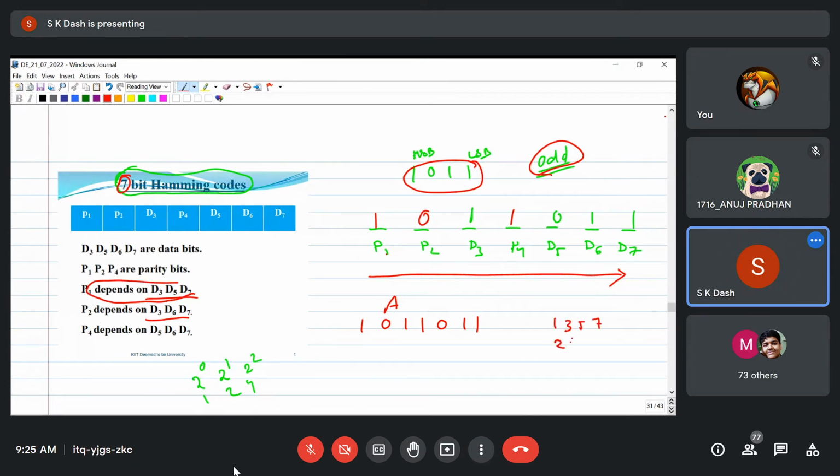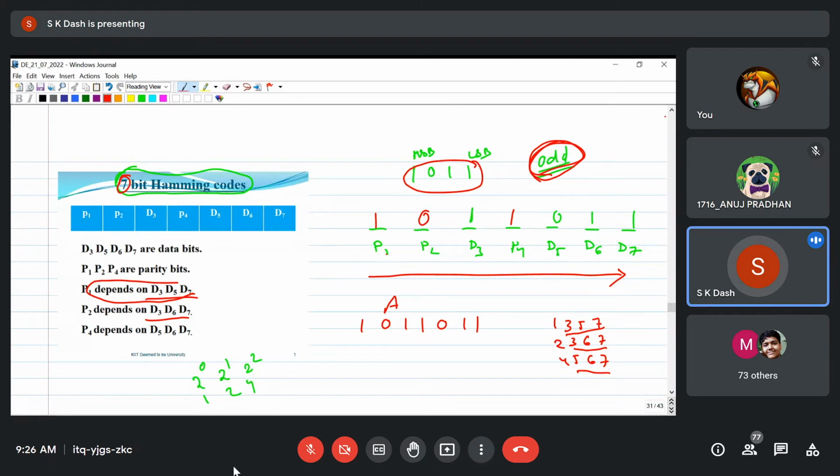1357, 2367, 4567. So parity bit 1 will depend upon 357. Parity bit 2 will depend upon 367. Parity bit 4 will depend upon 567. So depending upon which parity you are using, odd parity or even parity, you need to add the ones.